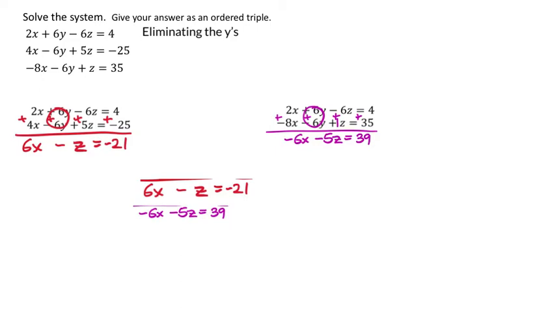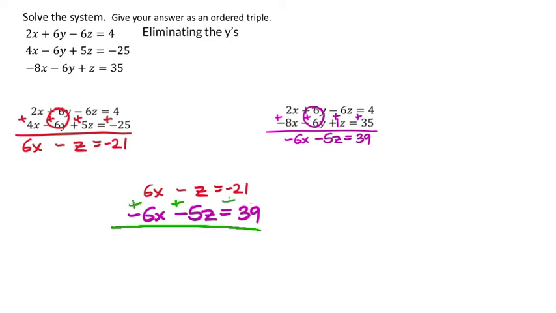Now, let's see if we can make that better. This is what I have, and that cleaned it up a little bit. You'll notice we can look at the system: 6x minus z equals negative 21, and negative 6x minus 5z equals 39. If I started with just this system, what would I eliminate? Hopefully you can see that if I choose to eliminate the x's, they will eliminate right away. I don't have to multiply the equations by anything, so I'm going to stick with that and add the values together.